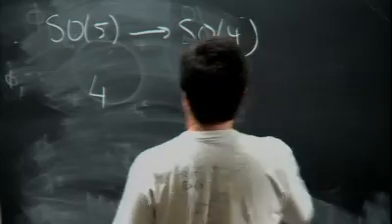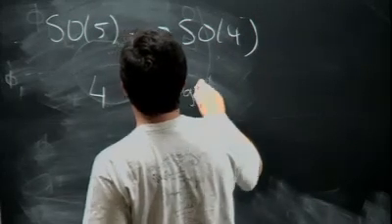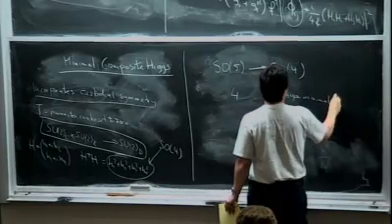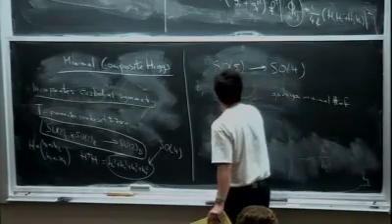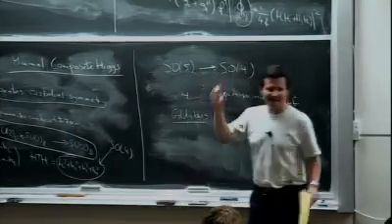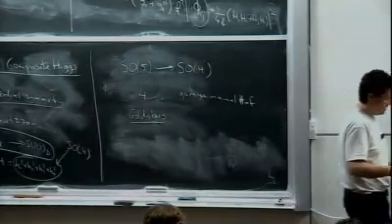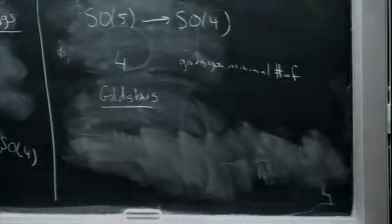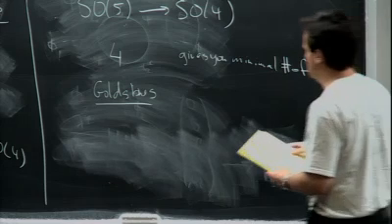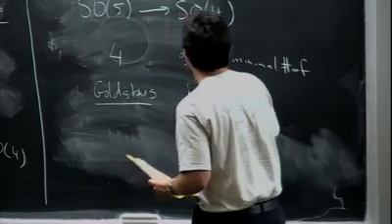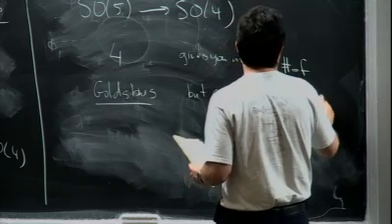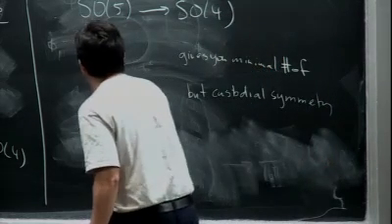So this breaking gives you the minimal number of Goldstones, which is just exactly what you need for the Higgs. But it also ensures that custodial symmetry is completely unbroken. So custodial symmetry is preserved.